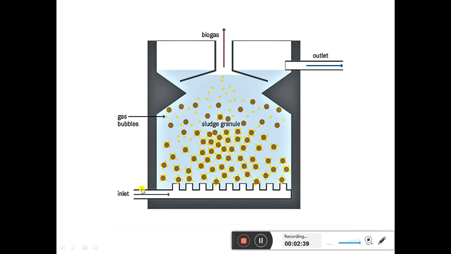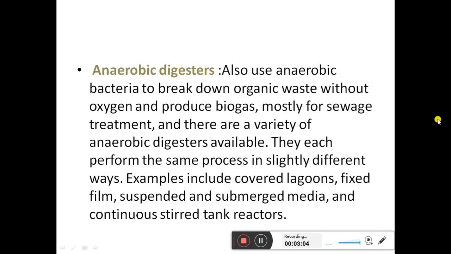This is a picture of it. The wastewater comes through this inlet, and the gas forms, and the biogas is released by this. The sludge will form as granules, and the wastewater which is cleaned is let out through this outlet.